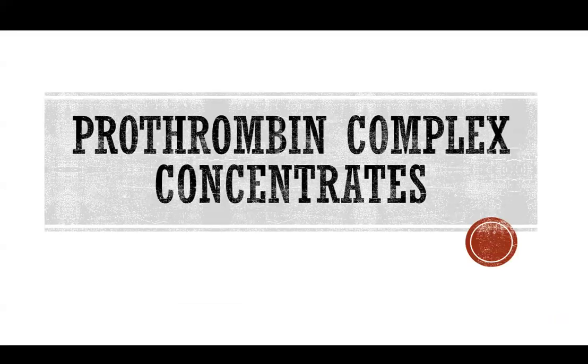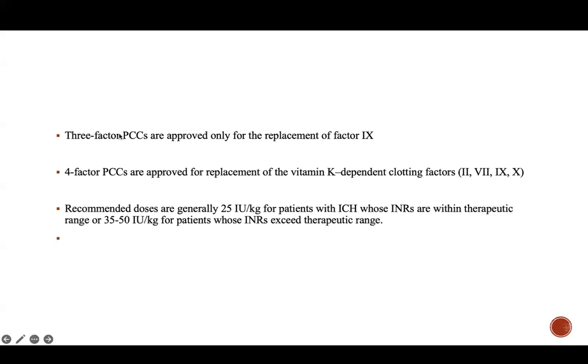Next, the most important thing is prothrombin complex concentrate. Previously, there were some prothrombin complex concentrates with three factors, that contain factor 2, factor 9 and factor 10. They generally do not contain factor 7. So this is not useful in patients with warfarin induced coagulopathy. In warfarin induced coagulopathy, the main thing is that it should contain factor 7, and that's why 4 factor prothrombin complex concentrates are generally used.